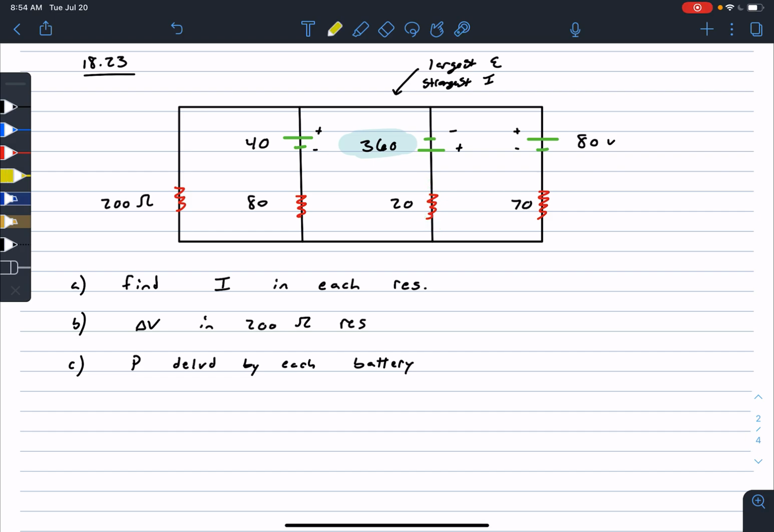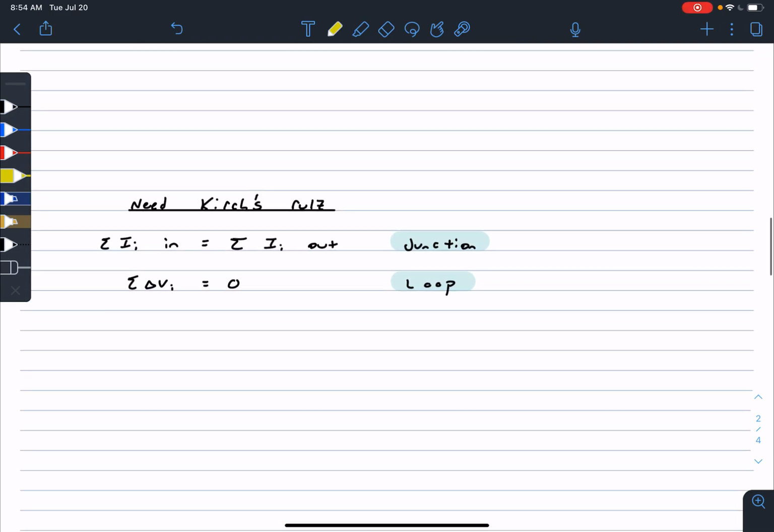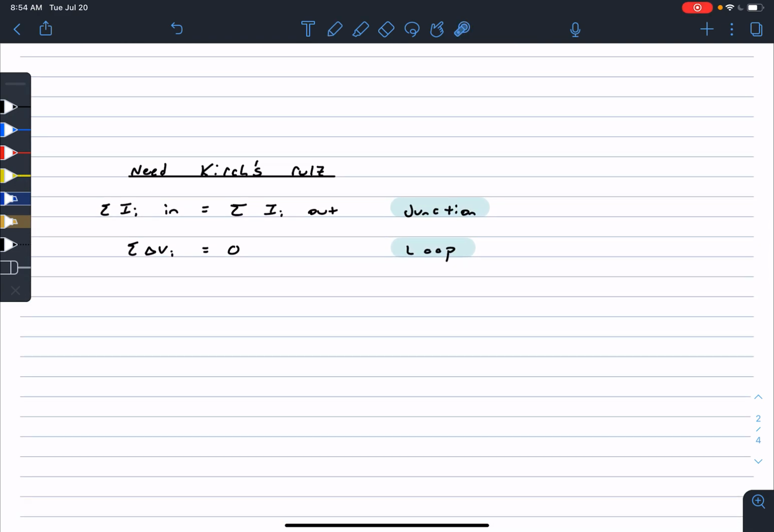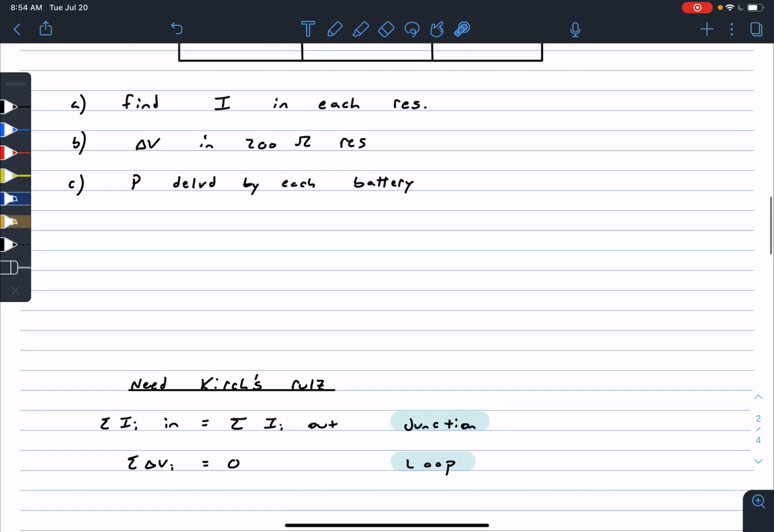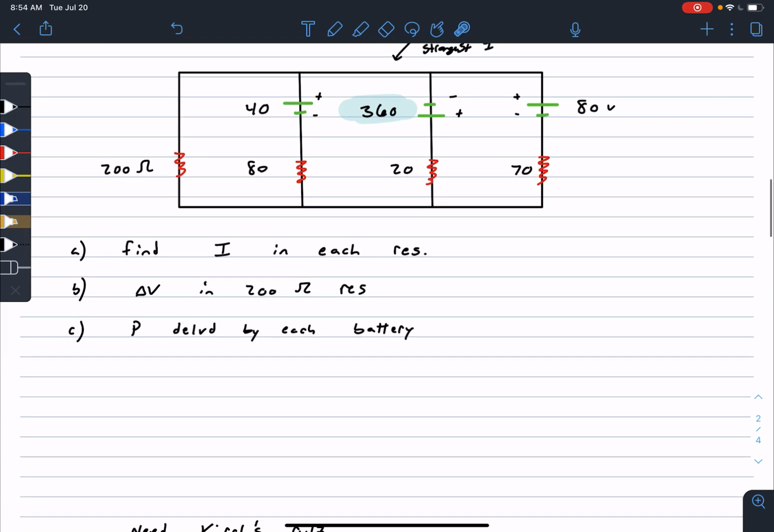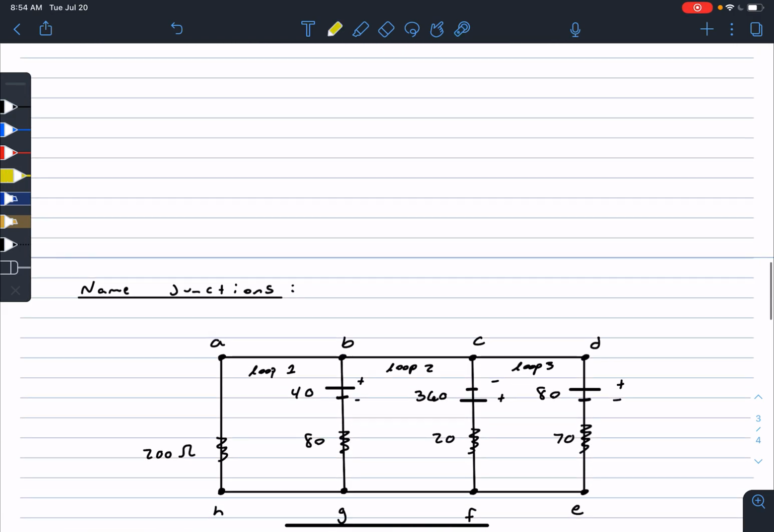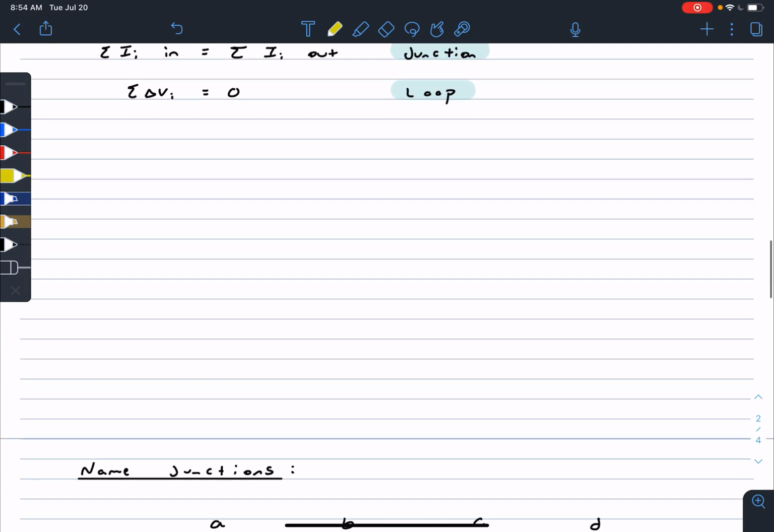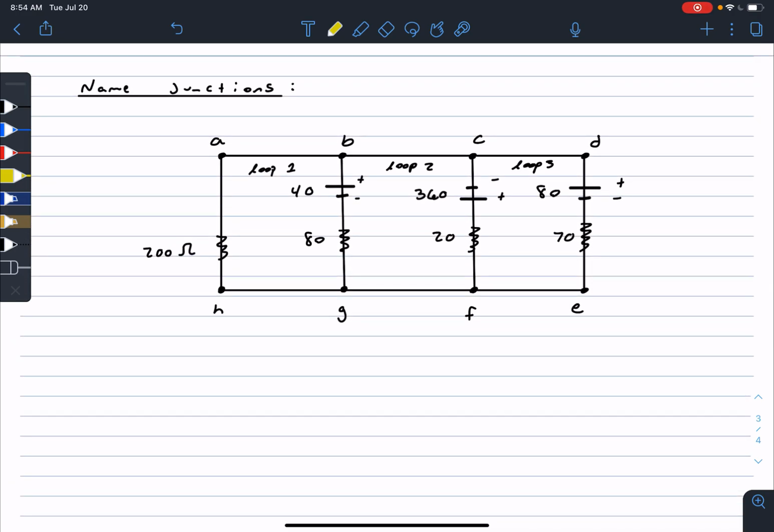And using Kirchhoff's rules, we can use that all of the current going into a junction is equal to all of the current going out. That'll give us one equation that we can use to solve. So this current will equal the sum of these two currents. And we'll continue from there. We also need to name the junctions, which is something I already did. We have A, B, C, D, E, F, G, H. That'll help us. So let's draw our current.